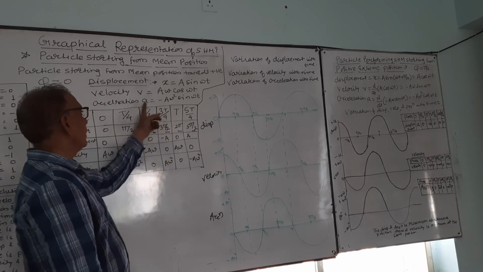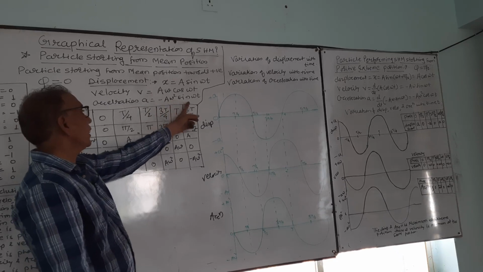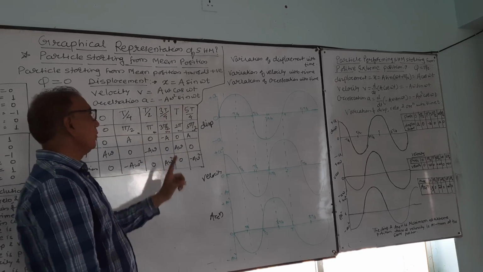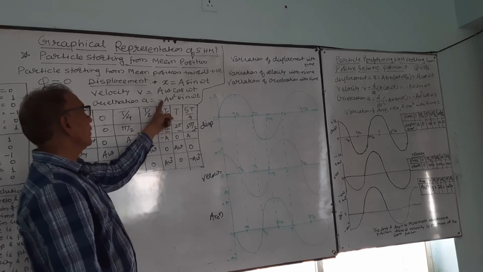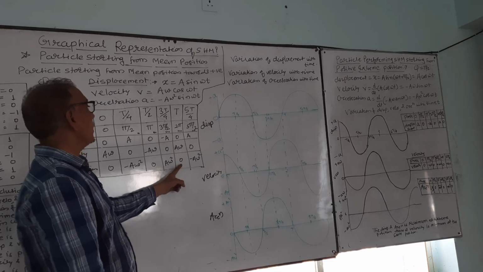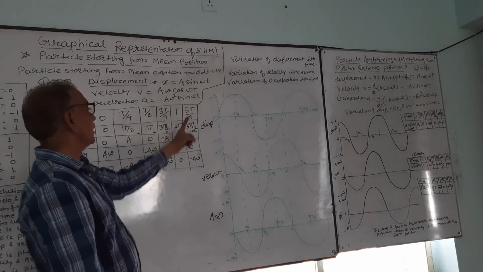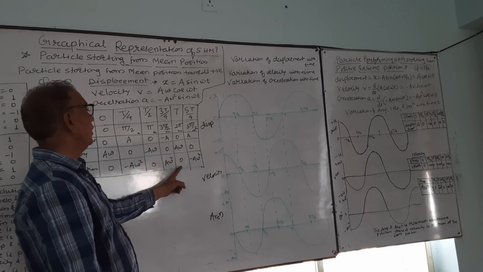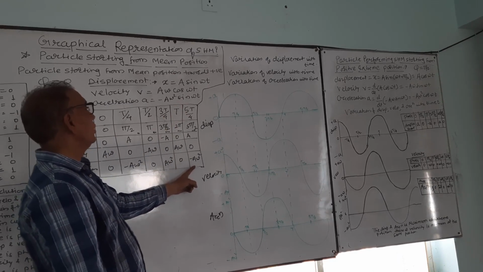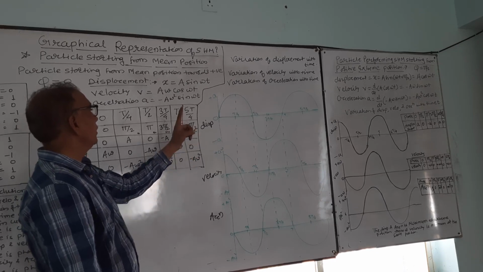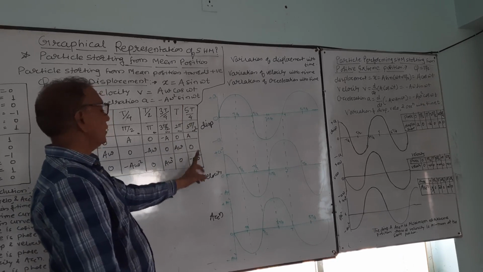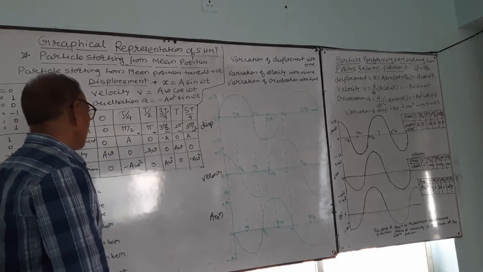See here once again, a is equal to minus a omega square sin of 3 pi by 2. Its value is minus 1. Minus 1 into minus gives plus a omega square. Next, sin of twice pi: minus a omega square sin of twice pi, its value is 0. And finally, minus a omega square sin of 5 pi by 2, its value is plus 1, so it is minus a omega square.